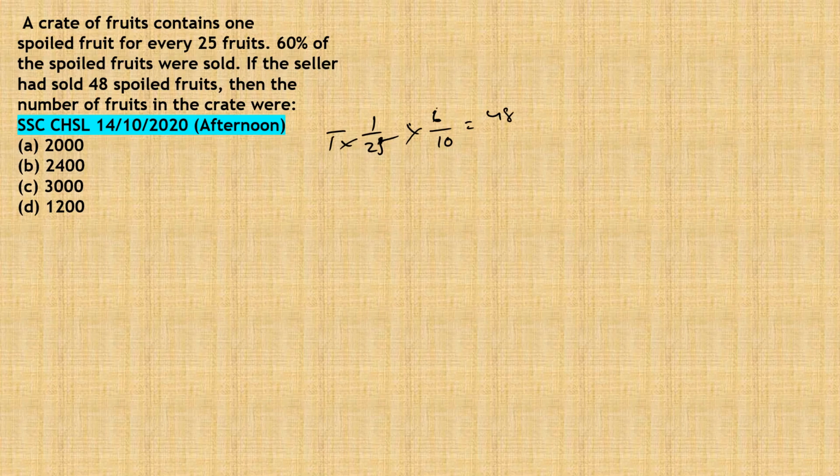6 8s are 48, so the spoiled fruits are 80. 25 into 80, that is 2000. Total number of fruits are 2000 in the crate. That is option number A.